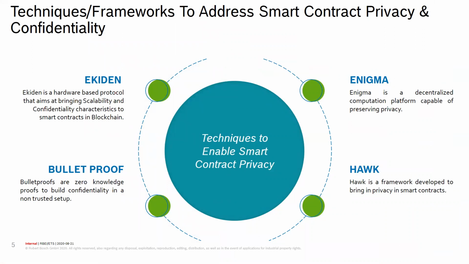There are many techniques and frameworks available to address smart contract privacy and confidentiality, out of which we have chosen four frameworks, which are Ekiden, Enigma, Bulletproofs, and Hawk. Ekiden is a hardware-based protocol that aims at bringing scalability and confidentiality characteristics to smart contracts and blockchain. Enigma is a decentralized computation platform capable of preserving privacy. Bulletproofs are zero knowledge proofs to build confidentiality in a non-trusted setup, whereas Hawk is a framework developed to bring privacy into smart contracts.